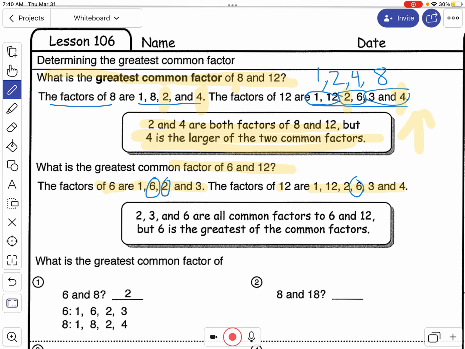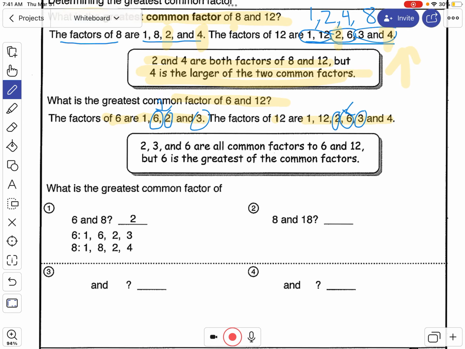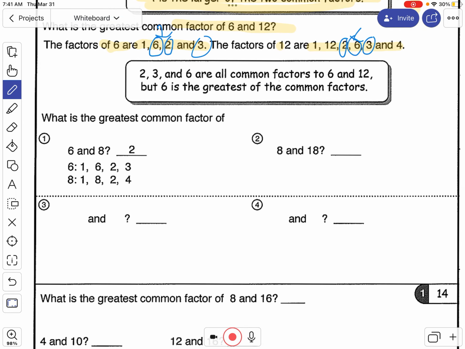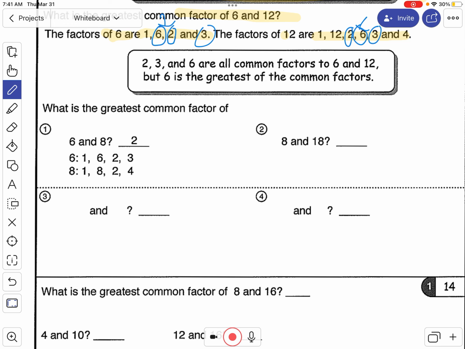Now, both lists also have a 2, and they also have a 3. And, of course, all numbers are going to have a factor of 1. Don't even need to think about that. So 2, 6, and 3 both go into 6, and they both go into 12, right? But the biggest number in both lists is 6. So 6 is the greatest common factor of 6 and 12. Ooh, this is tricky. You might want to go back and watch that part again and get that to sink into your head. It's really hard.